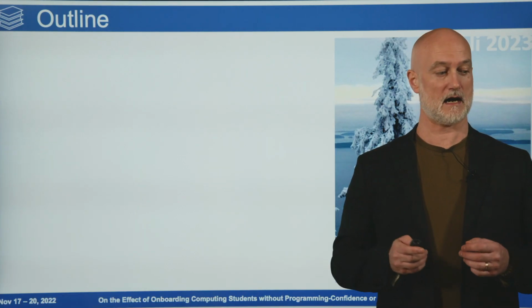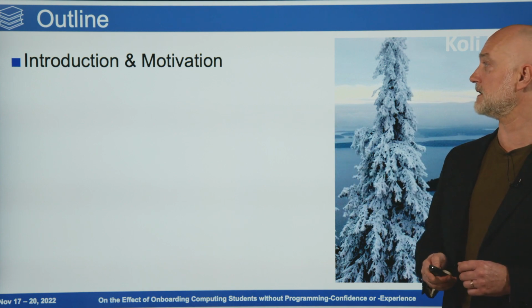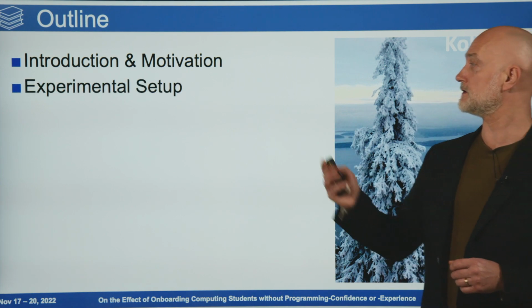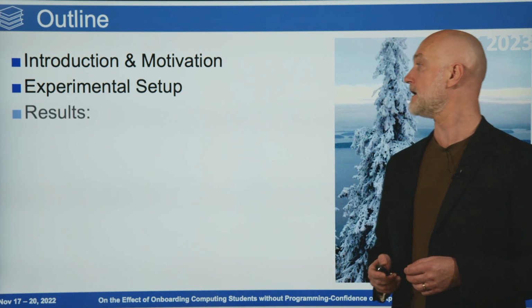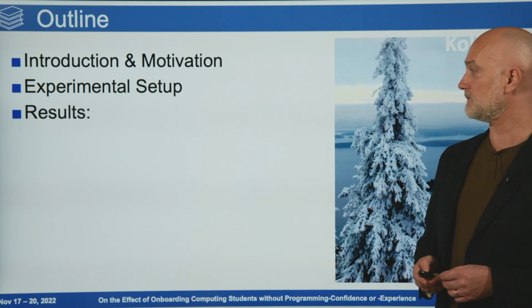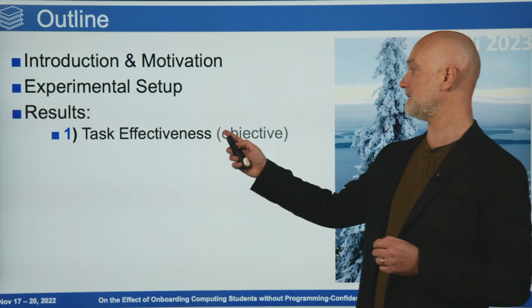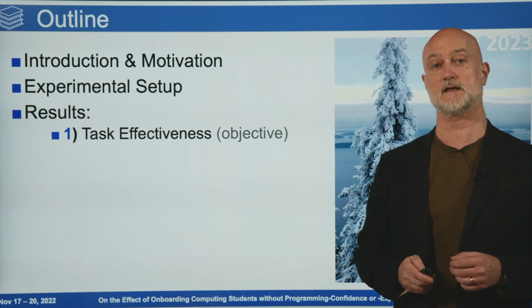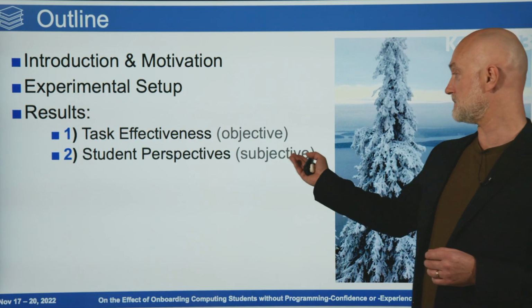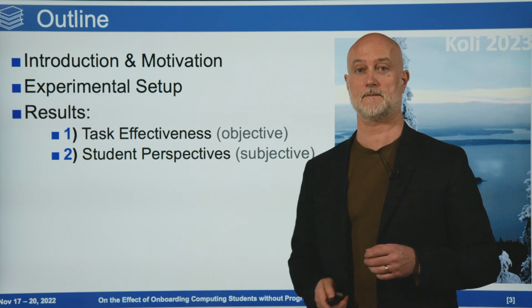So let's have a look at the outline for the talk. First, we'll look at introduction and motivation. Then we're going to consider the experimental setup for our controlled experiment. Then we're going to look at the results, and we're going to do this in two parts. First, we're going to look at task effectiveness, and these are essentially based on objective metrics. Then we're going to look at subjective metrics, looking at student perspectives.